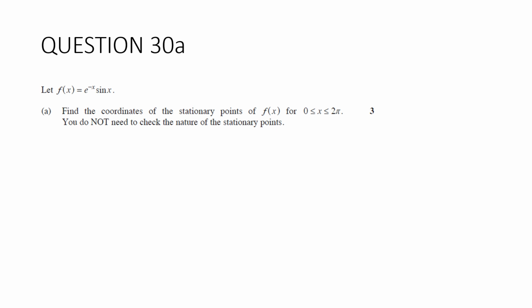Question 30a. Let f of x equal e to the negative x sine x. Part A, find the coordinates of the stationary points of f of x for 0 is less than or equal to x is less than or equal to 2 pi. You do not need to check the nature of the stationary points. All right, we have a product rule. We have u is equal to e to the negative x, and v is equal to sine x. And so u dashed will equal negative e to the negative x, and v dashed will equal cos x.